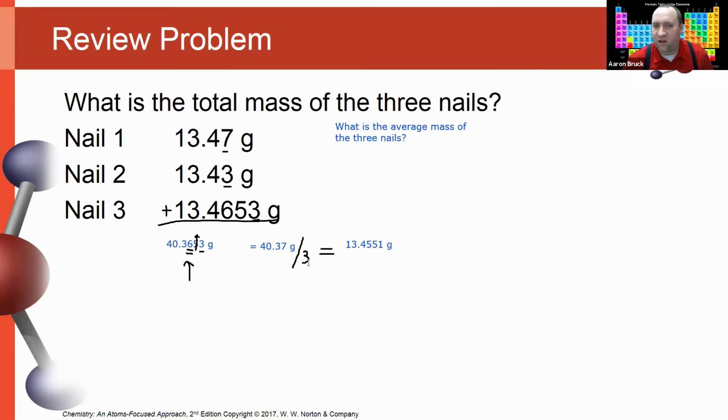Well, remember, this value is exact. There were exactly 3 nails that we added here. Exact numbers do not factor into significant figures. So what I really need to do here is have the number of significant figures that I kept at the beginning come out at the end. So 1, 2, 3, 4. This 5 is the last significant digit. I'm going to look and see that the 5 next to it is going to cause me to round up. And so the average mass is going to be 13.46 grams.